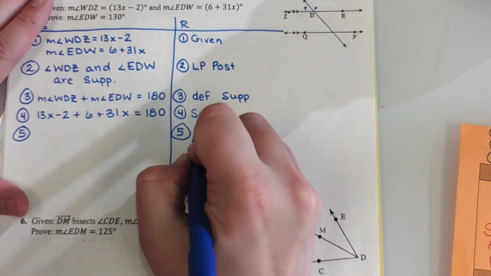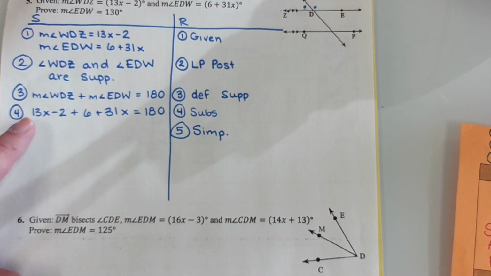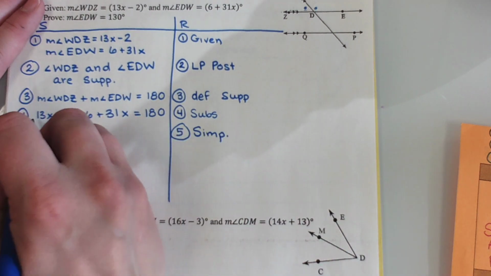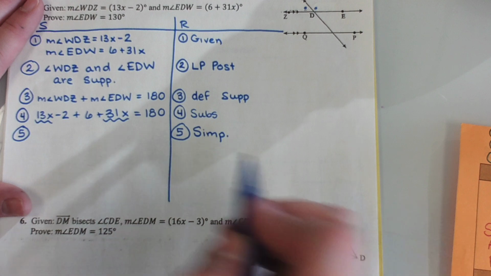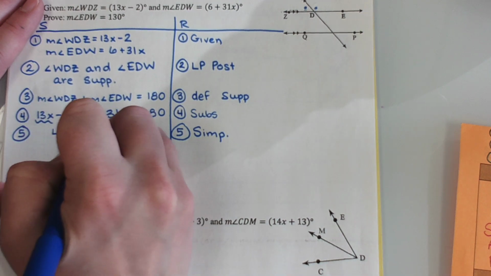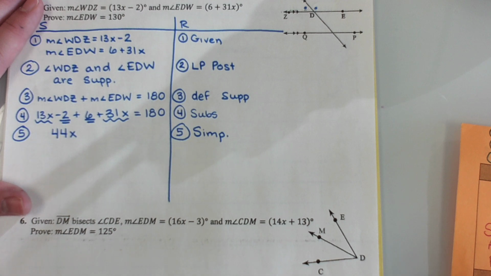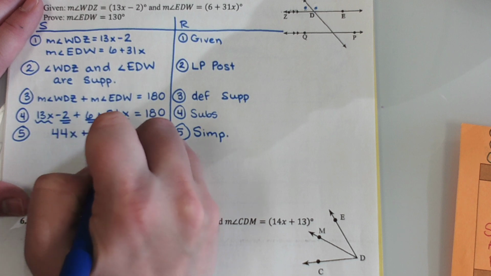Gonna simplify. I combine my like terms. I've got a 13x and a 31x. 13 and 31, they're both positive. Put them together and I get 44x. I've got a negative 2 and a positive 6. Keep an eye on positives and negatives. Negative 2 plus 6, positive 4 equals 180.